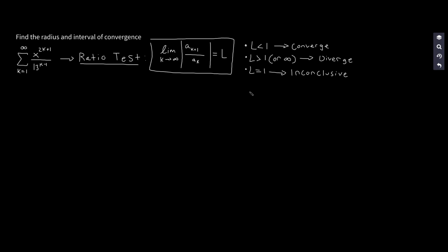Now, if the limit is less than 1, then the series converges, meaning the terms add up to a finite sum. That's what converges means. And if the limit is greater than 1 or it's infinity, then the series diverges. And if the limit is equal to 1, then the test is inconclusive and we're going to have to do something else.